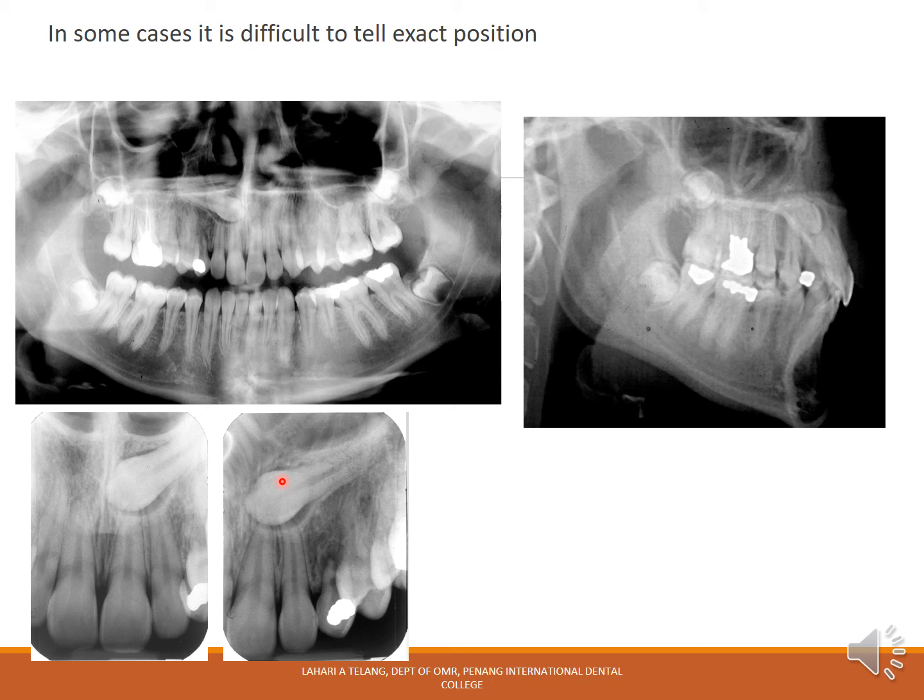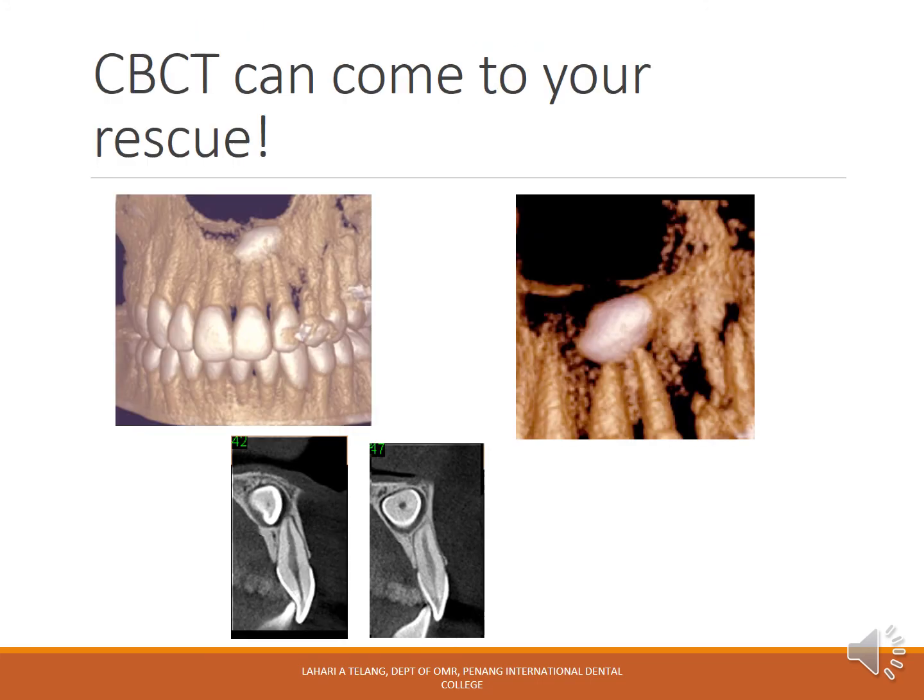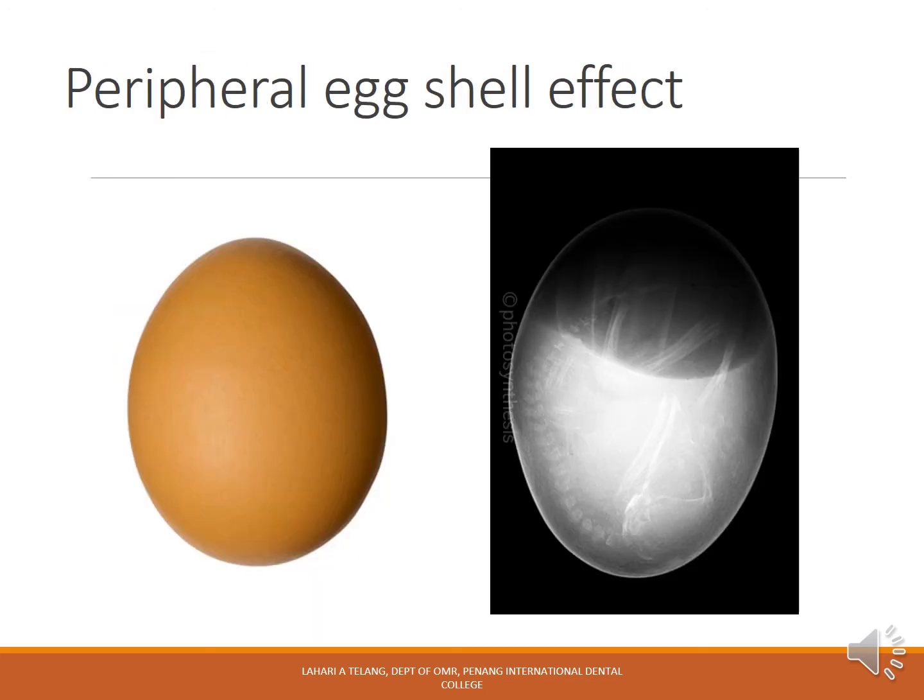So in these kinds of difficult cases where you've tried to locate it with so many radiographs, the only solution becomes a CBCT. Of course, CBCT can come to your rescue because this is a three-dimensional image, but the downside is that it involves a cost and a lot more radiation. But yes, you can use it when you're having difficulty in localizing your object, and you will be able to see it in three dimensions a lot more clearly.